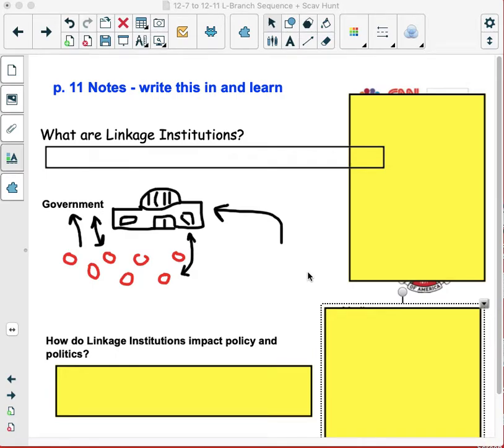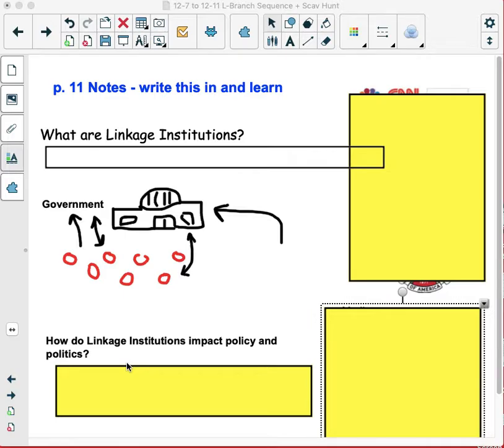The next thing we're going to discuss is linkage institutions. This short mini lesson will tell you what they are and how they impact policy and politics. This would make an excellent short answer question covering the standard for your grade.